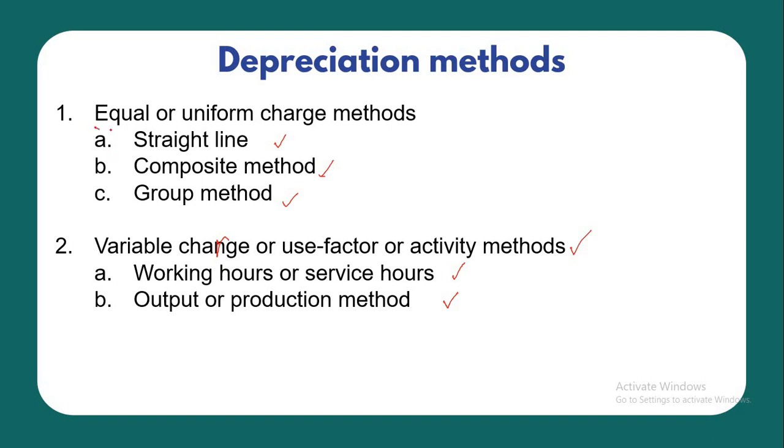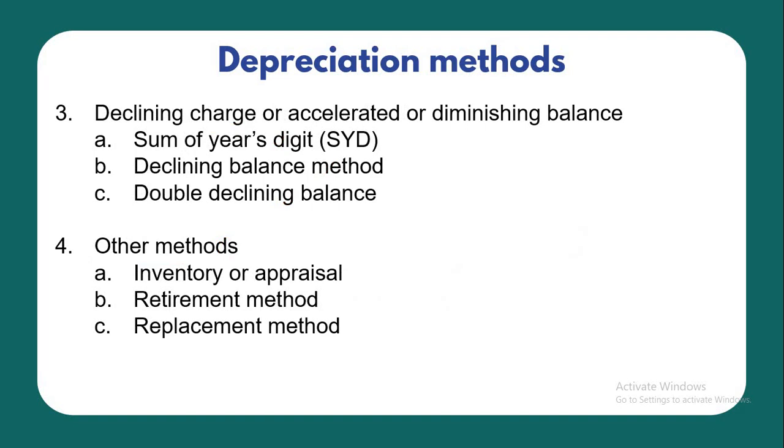Kaning first, equal, meaning to say uniform or the same ang ilahang depreciation charges every period. While ang second group, variable charge, meaning to say lahi-lahi. Okay? Lahi ang sa first year, second year, and so on. The third group is the declining charge or the accelerated or diminishing balance. So, declining, meaning to say, on the earliest year of the life of the asset, mas dagko ang imuhang i-charge nga depreciation. And as time passes by, naga-decrease siya imuhang depreciation charges.